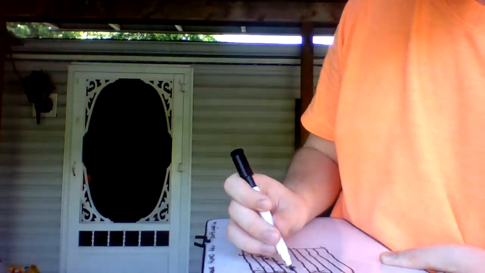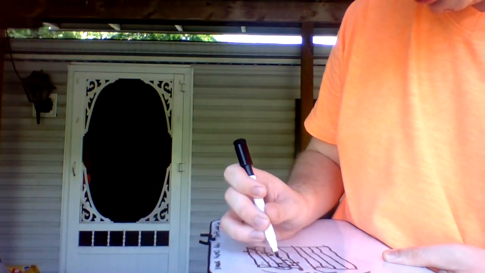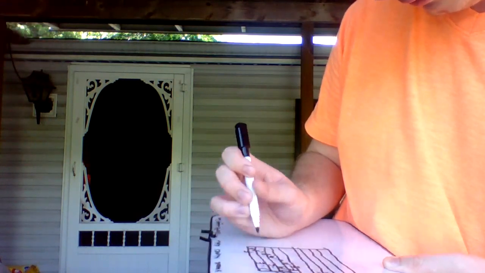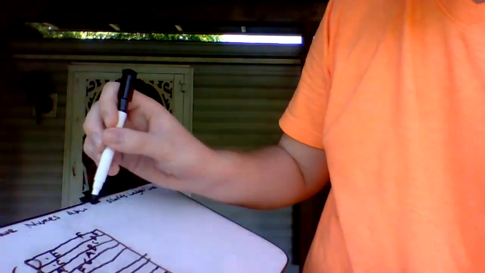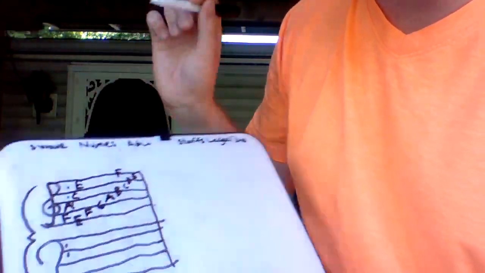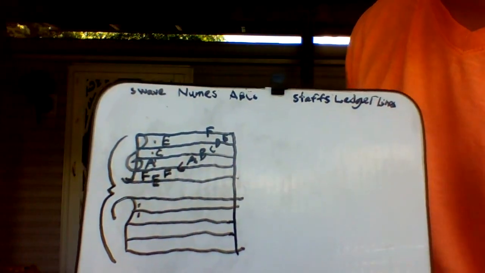So let me kind of rewrite this off to the side. F, A, C, E. So face for the spaces. And every good boy does fine for the lines. So that'll really help you remember that.